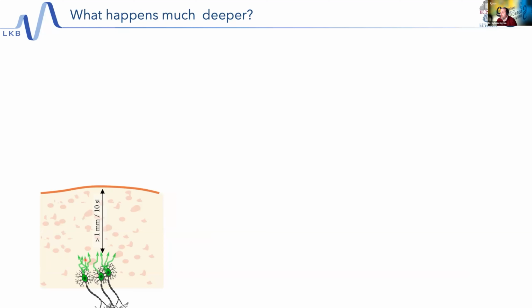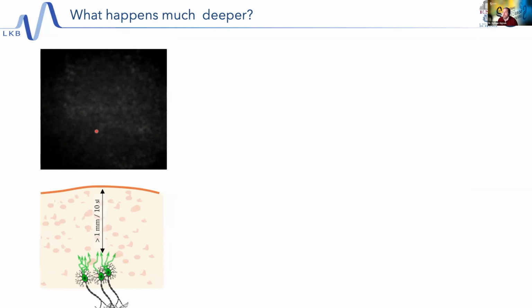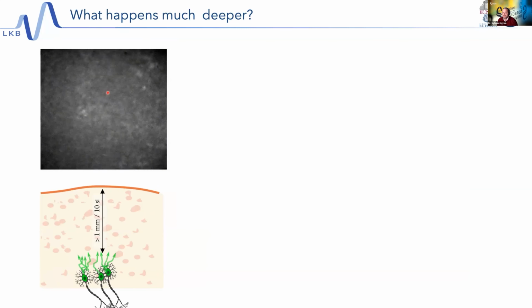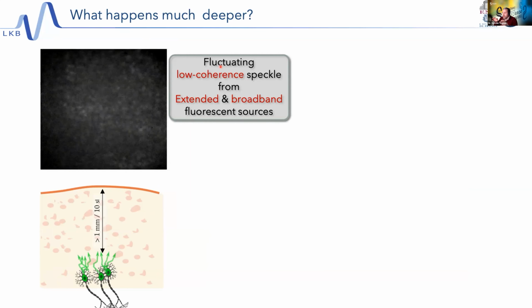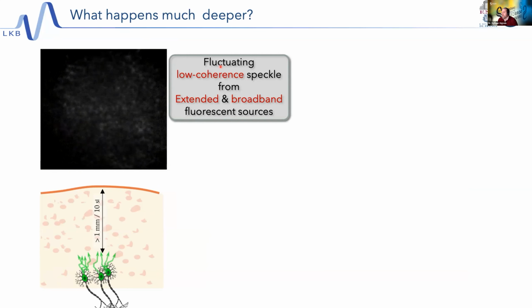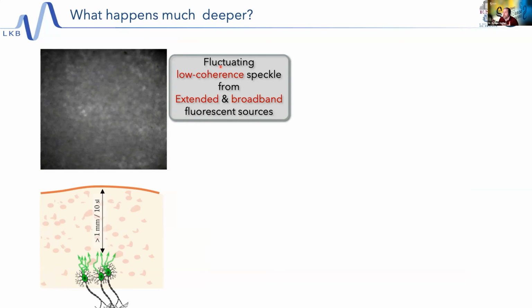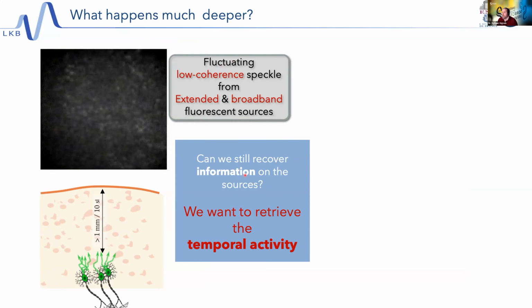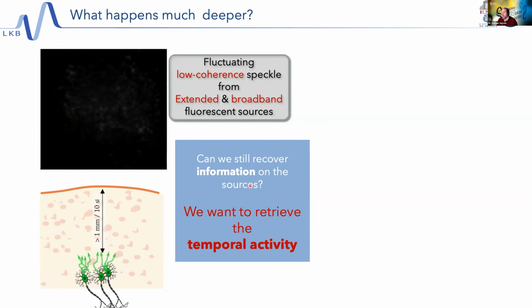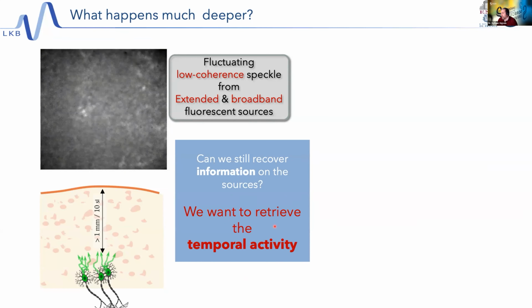So when you go, for instance, a millimeter inside a tissue, light is almost utterly scattered, and it's very complicated to recover whatever fluorescence would come from these neurons that are very deep. Okay, and this is, for instance, one example of what we would measure if you have neurons that are excited at depth. What you see is not localized neurons fluorescing, but some speckle, some low coherence speckle from extended and broadband sources that are blinking. Okay, and the hope is, can we still recover some information on the source? And in particular, we will focus on retrieving this temporal activity.